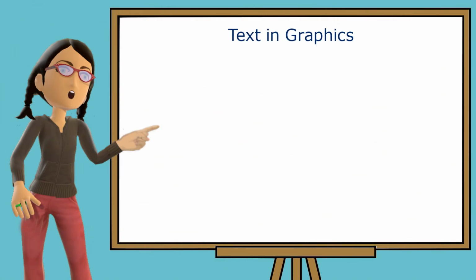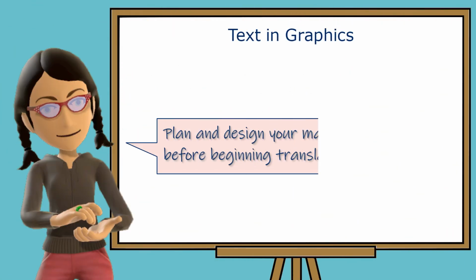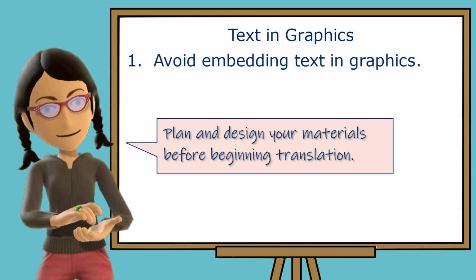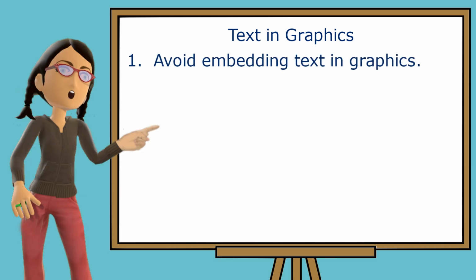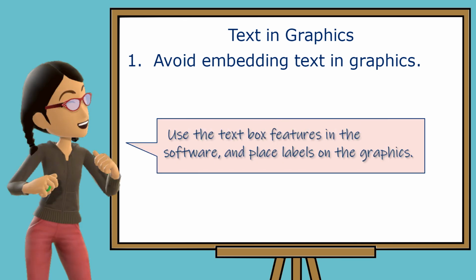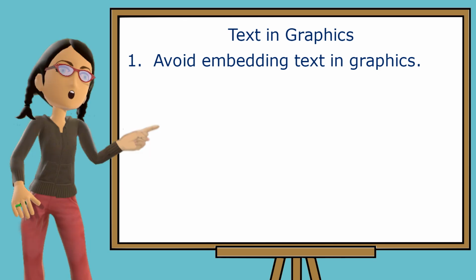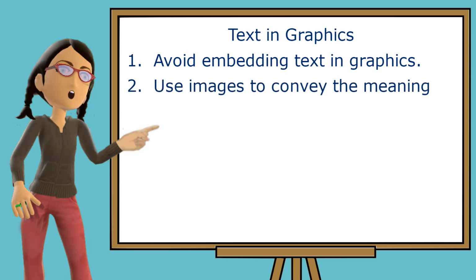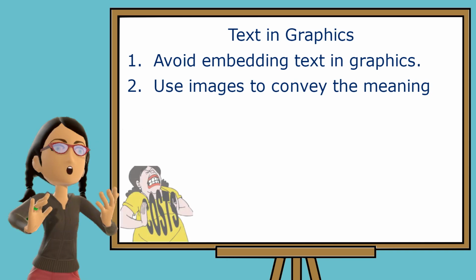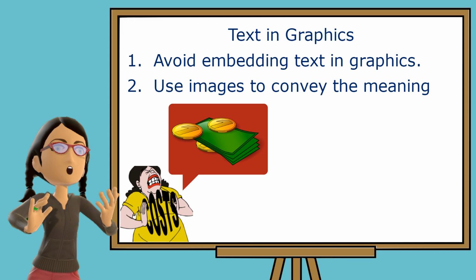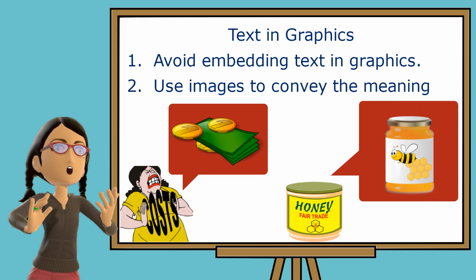There are 2 ways to address text and graphics, but it requires planning and designing your materials before you begin translation. The simplest solution is to avoid embedding text and graphics altogether. If you must label the graphic, use the text box feature in the software and place labels on the graphics. Better yet, use images to convey the meaning of the graphic. For example, the cost lady could be squeezing generic money. Honey could be depicted by a larger picture of a honeycomb and a bee.